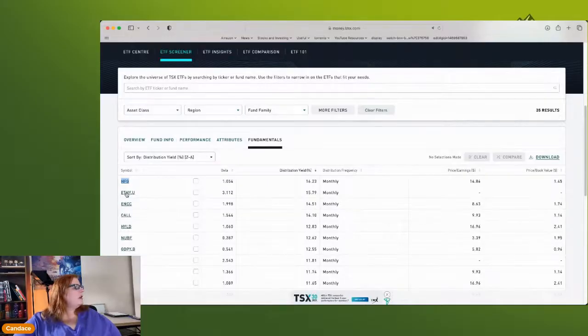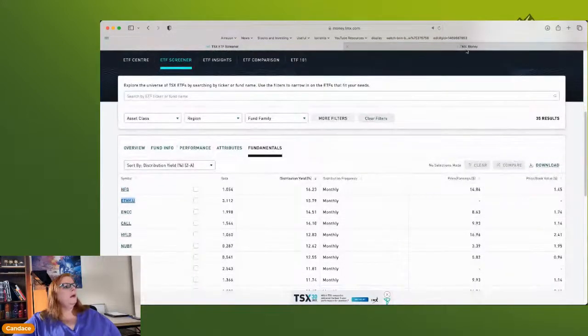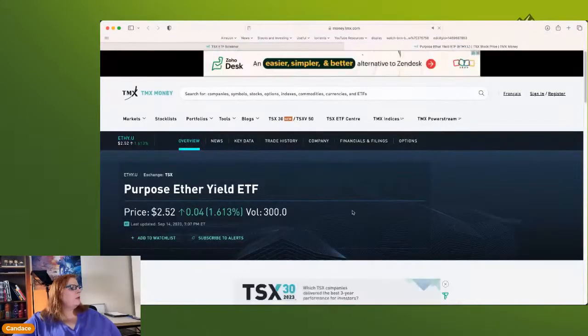All right. So the next one, ETH.U. Well, yeah, that's one of the Ethereum spot ETFs. Now, the .U is actually pegged to American dollars. So let's take a look at this. We'll open this link and we'll come over. So Purpose Ether ETF.